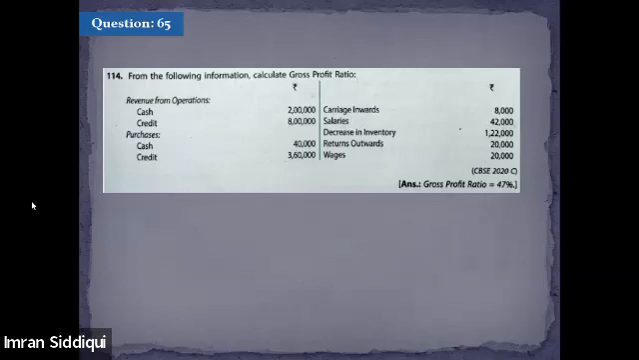Okay, and further wages, what about wages? Have you added it? Yes, sir. And carriage inward, have you added it? Yes, sir. So 20 plus 8, 28,000 is added. And what about the decrease in inventory? No, sir, haven't done it. Have you added it? Yeah, you have to add it now.